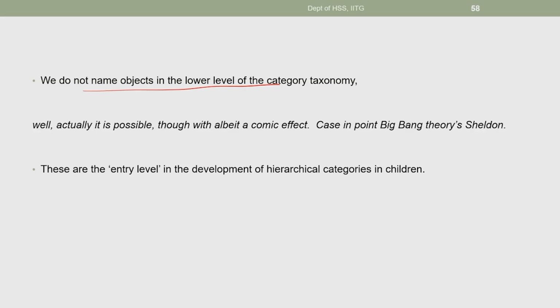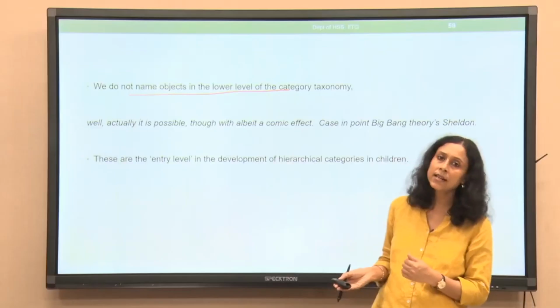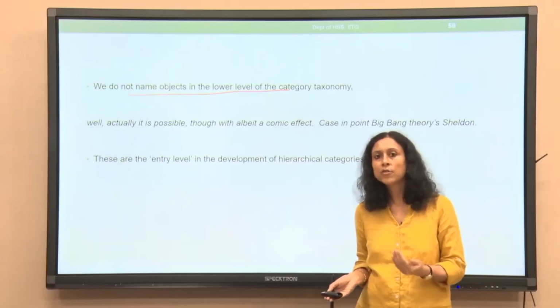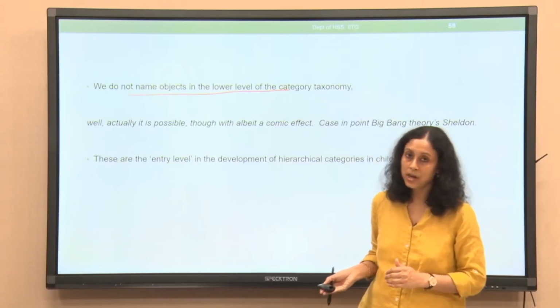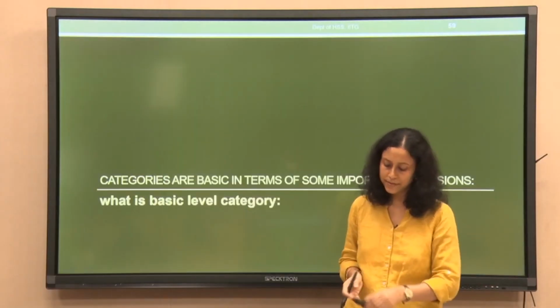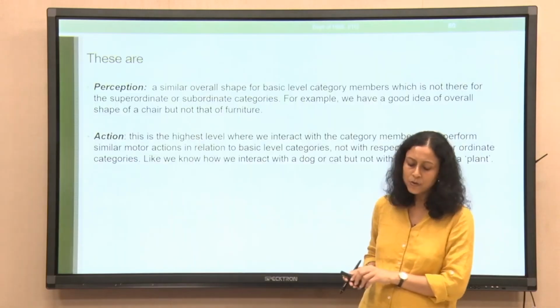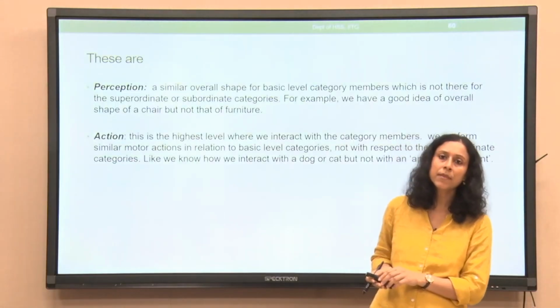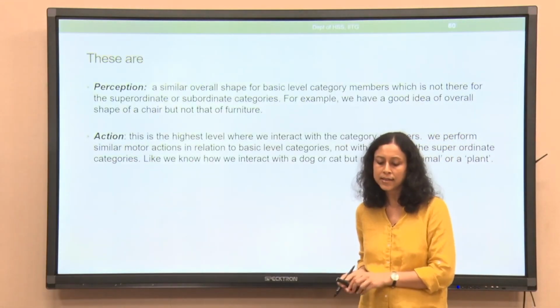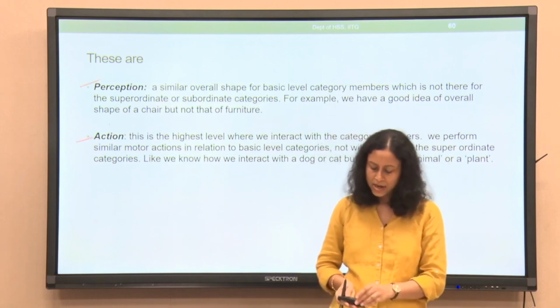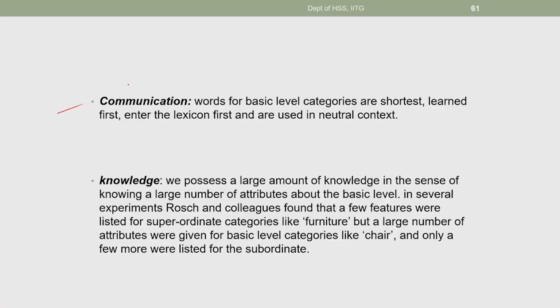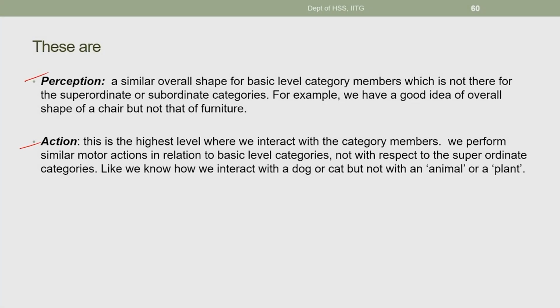This is also basic in terms of how children learn a category. When children are learning about a category, they do not learn at the highest level or at the lowest level. The entry point of learning a category is also the mid level. So, what do we mean by being basic is that they are basic in terms of perception, in terms of action, in terms of communication as well as knowledge. So, this is where we have more connections.